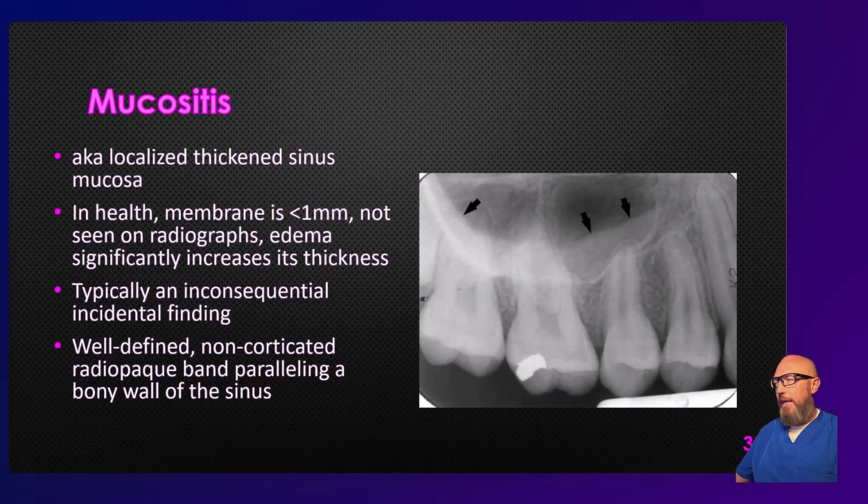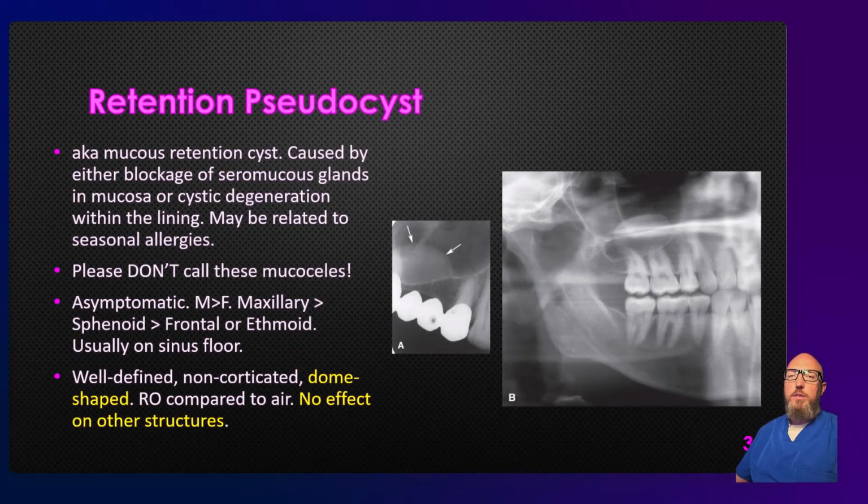But it could lead your eyes to a periapical inflammatory lesion if it is reactive to inflammation from a tooth, just like we saw in that previous slide. All right, retention pseudocyst, and please don't call these mucoceles. A lot of general dentists do, but that's not the correct term. We want to stay consistent with how ENTs talk about the sinuses, and to them a mucocele is something totally different, which I'll touch on when I talk about the sinuses. But a retention pseudocyst is something we'll see as dentists all the time. In this case, it looks like a little egg-shaped, dome-shaped, well-defined, non-corticated entity. This happens from blocked seromucous glands and cystic degeneration in the lining, sometimes with allergies.